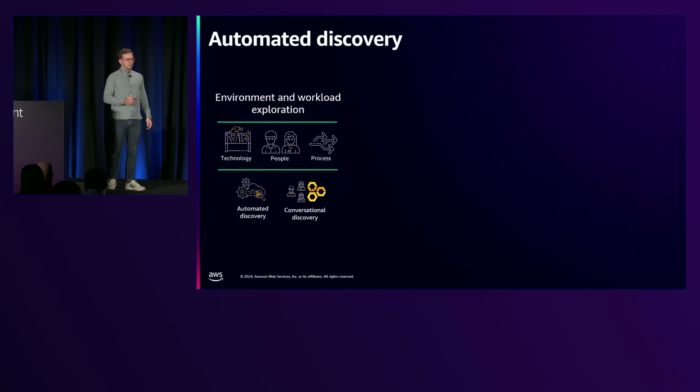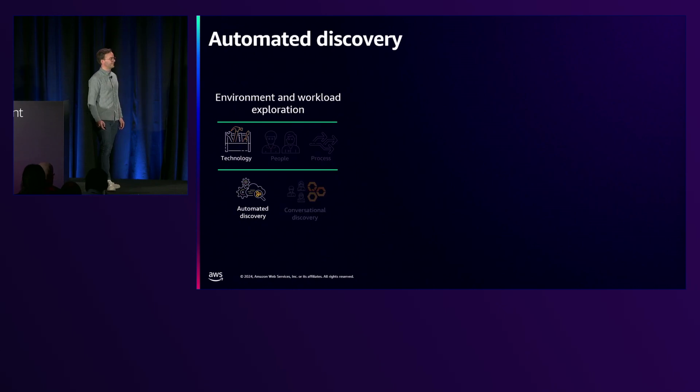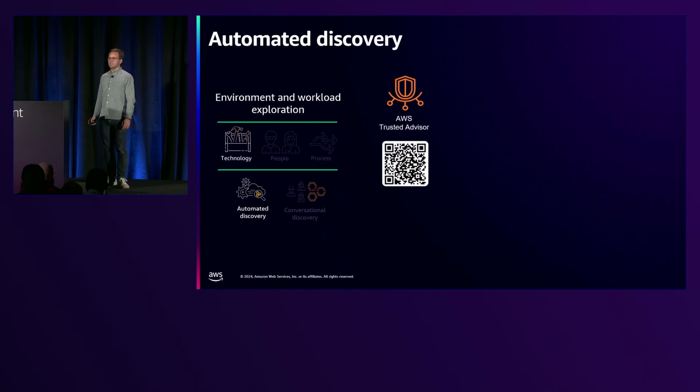Now, let's switch to automated discovery and what kind of tools we can use here, focusing on the technology. And this one is Trusted Advisor. So Trusted Advisor is really the go-to service for optimizing your AWS environments, and it will provide you real-time guidance to help you align with the AWS best practices across 5 key domains. First, cost optimization. Second, security. Third, performance, fourth, resilience, and service limits.